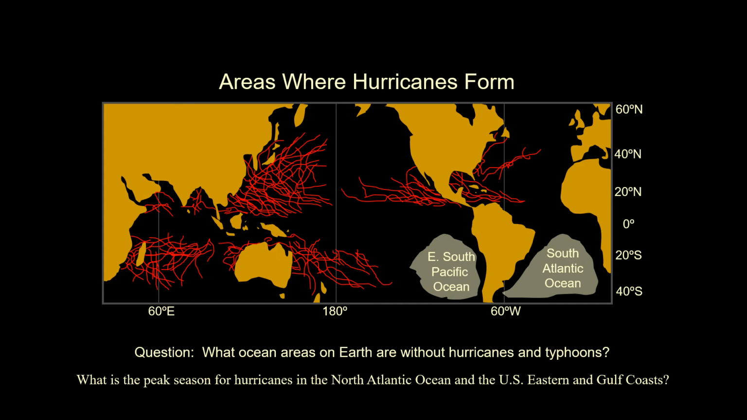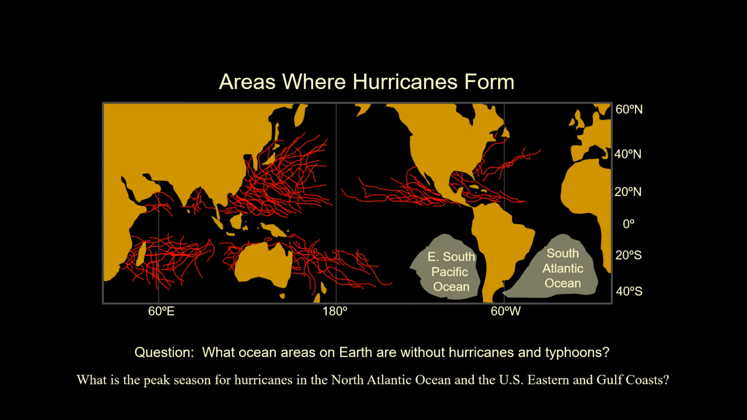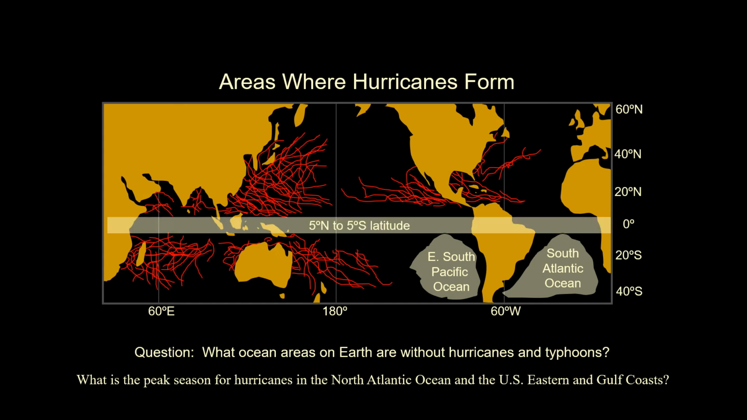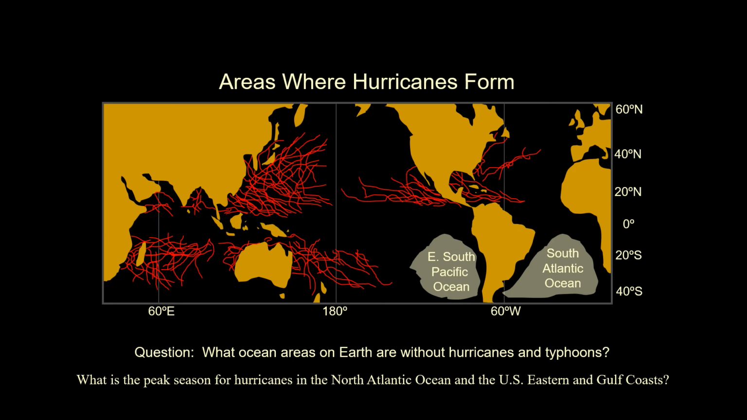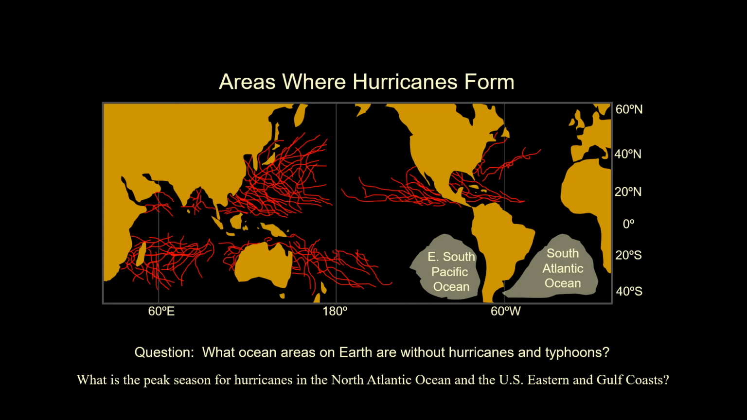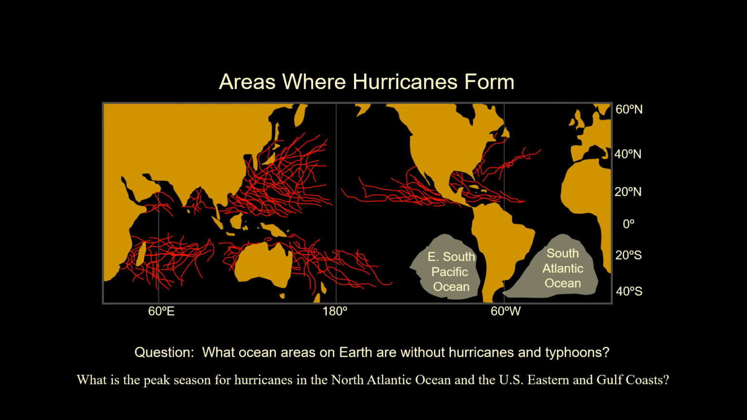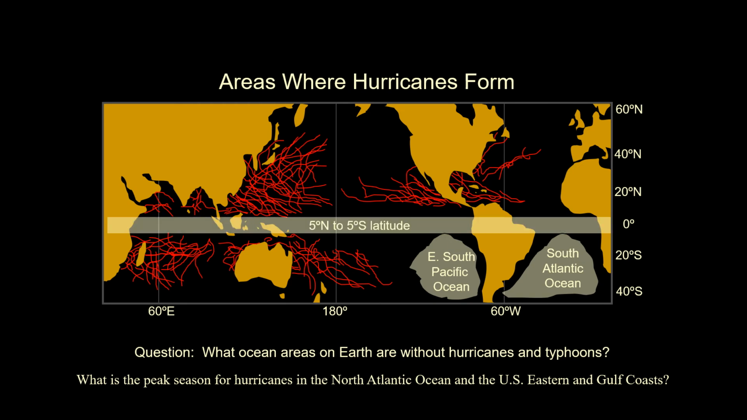So if a question comes up like what is the peak season for a hurricane in the North Atlantic Ocean or US Eastern Gulf Coast, you have to know the timing, and also that in different regions the hurricane is called by a different name. In the Indian Ocean we call it a cyclone, in Japan a typhoon, and in the Atlantic we call it a hurricane. So make sure that you know all these different names for answering those questions.